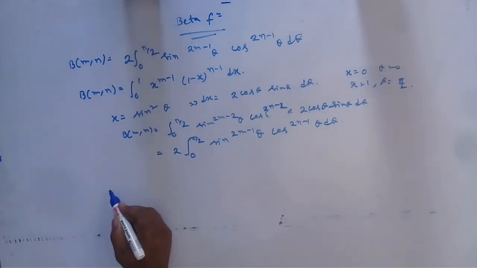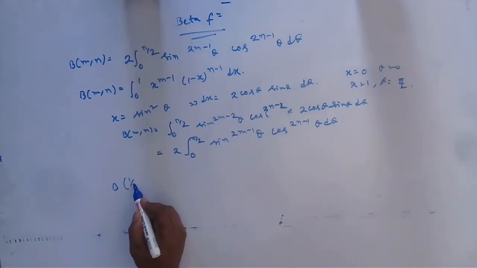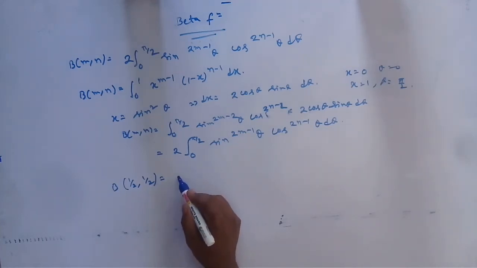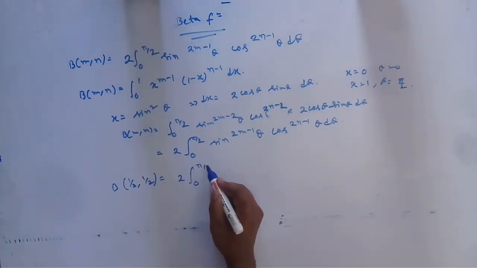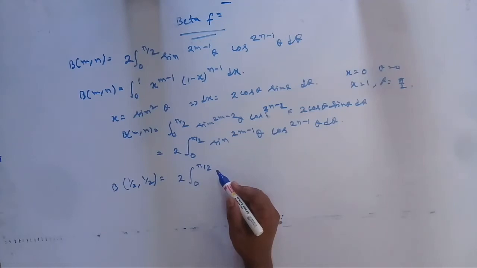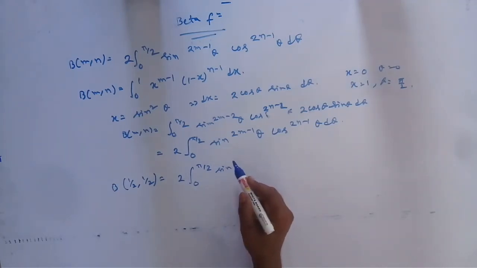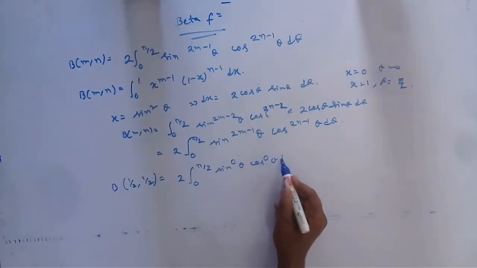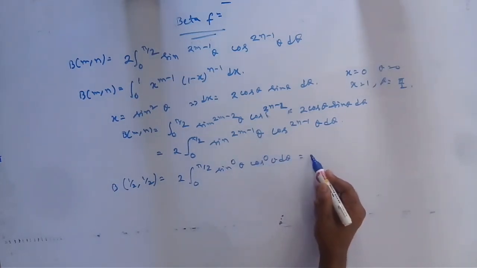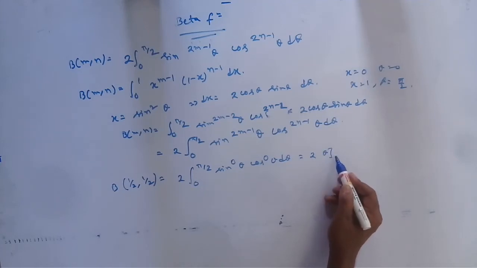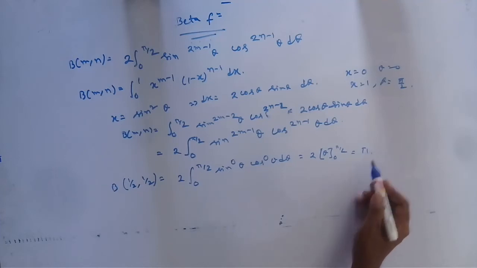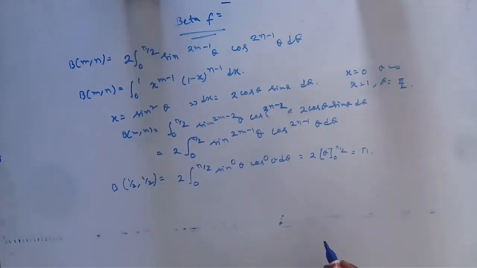So note that beta of half comma half, that is if m equal to half and n equal to half, then it will be 2 into integration 0 to pi by 2 sine to the power 0 theta cos to the power 0 theta d theta, that is 2 into theta from 0 to pi by 2, that will be pi. So beta half comma half is equal to pi. Okay.